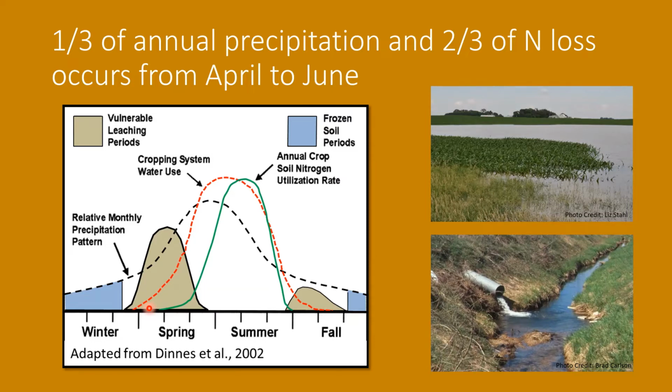Other studies from the upper Midwest have documented that this period from about April through June accounts for 62 to 72% of the total of the annual nitrogen load in tile drainage. And then on a coarse textured soil, it accounts for 72% of the annual nitrogen leached. And so this is a critical time period, especially if we're putting down pre-plant urea.